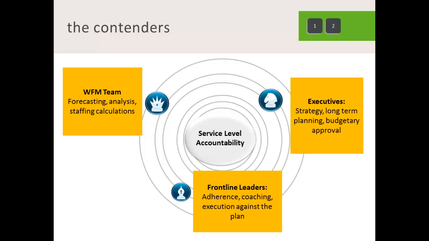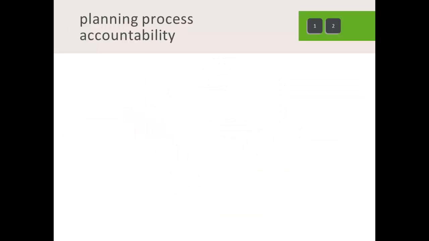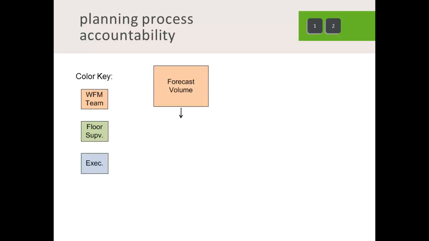To answer that question, what I want to do is track the process. So let's take a look at this process. It's basically 6 steps that we all go through to at least attempt to make our service levels. And what I've done was I've color-coded those steps with who's responsible for each one. It all starts off with forecasting volume, and I think most of us would agree it's the workforce management team that's responsible for forecasting volume.